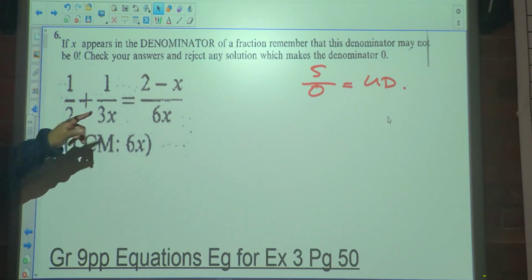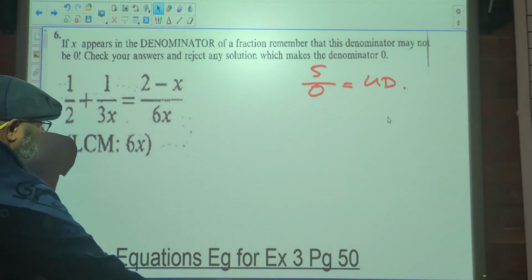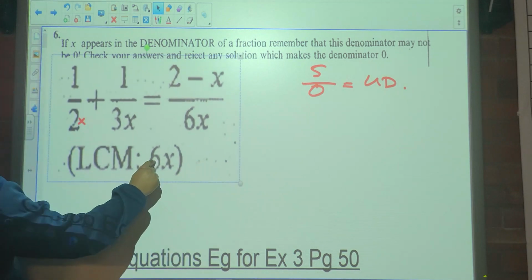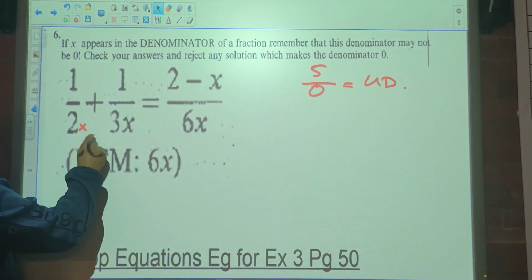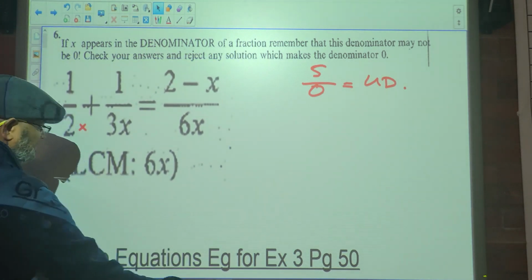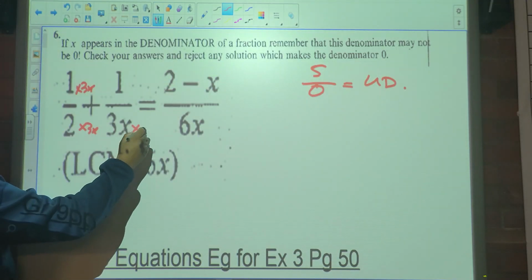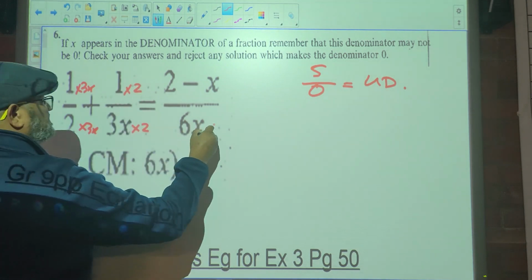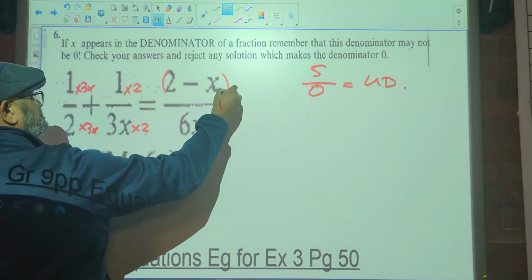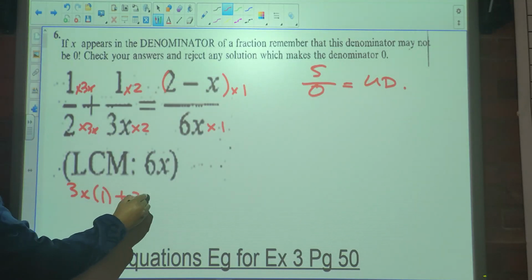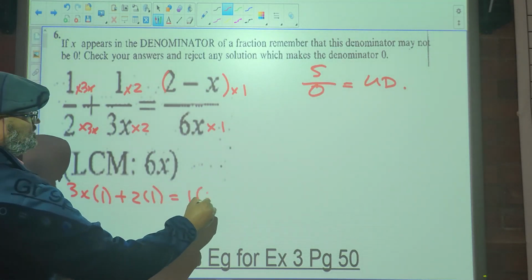So what's my LCM here? 6x. So this must be multiplied by 3x. Okay, relax, give me a chance. They'll give you 3x times 3x. What was this multiplied by? 2. What was this multiplied by? 1. So what do we have? 3x into 1 plus 2 into 1, 1 into 2 minus x.